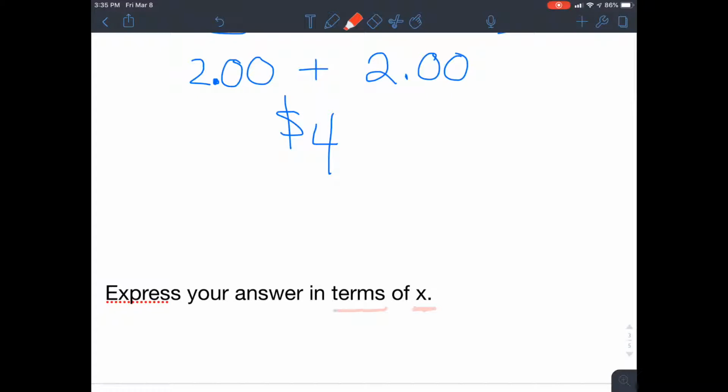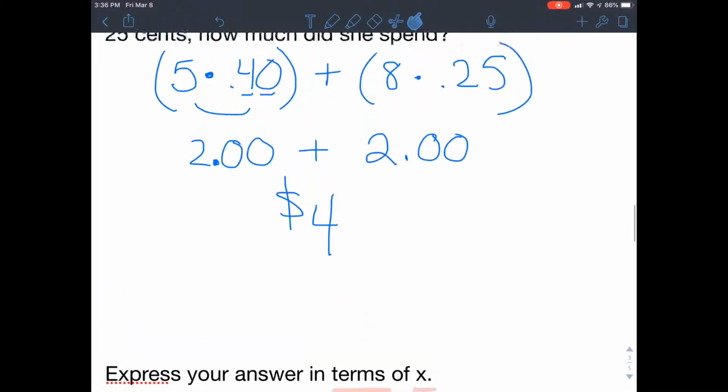Terms. Do you remember what terms are? Well, let's take a look at one of the problems we already did.